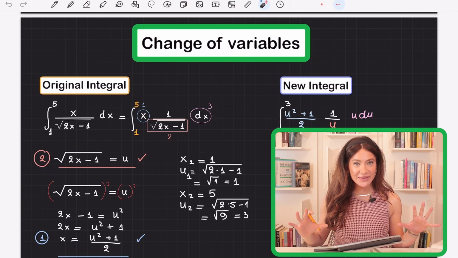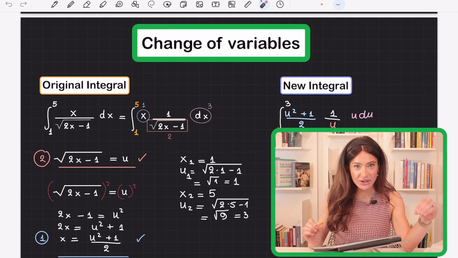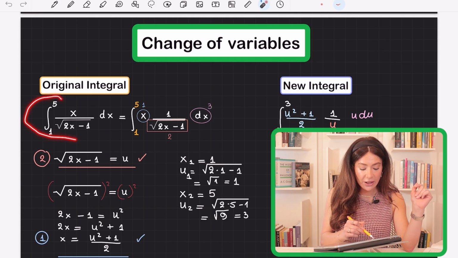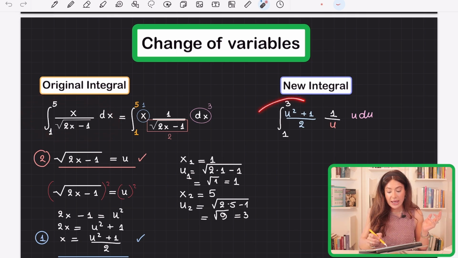Okay, so in the previous video, we went over change of variables. If you haven't watched that video, first watch that video. I'm wearing the same thing, so you'll recognize the video very easily. In that video, we translated this dx integral into a du integral, okay?